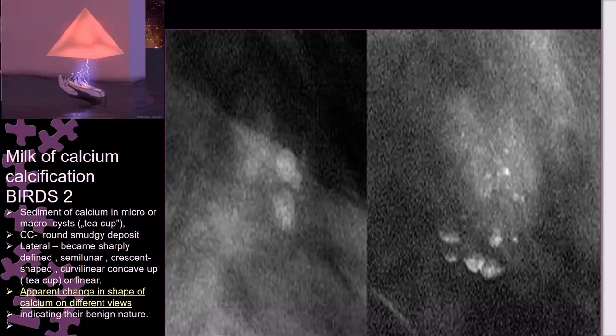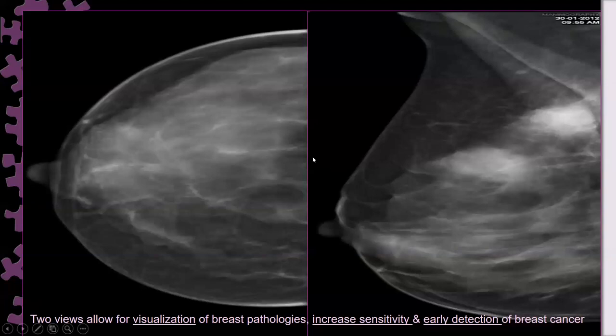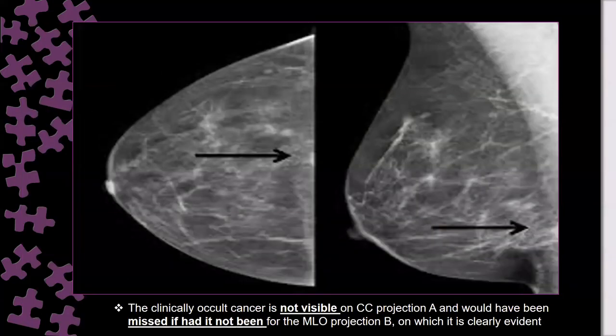And this is our patient here. You can see this large cancer in the axillary tail, seen on the MLO view but missed on the CC view. So two views increase the sensitivity of mammography and the detection of breast cancer.